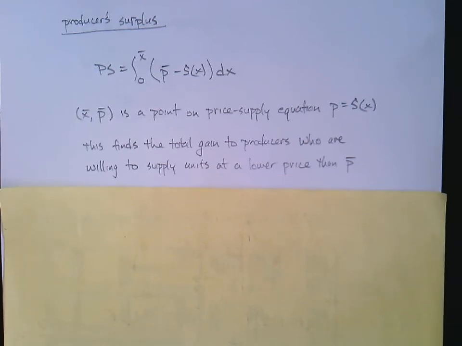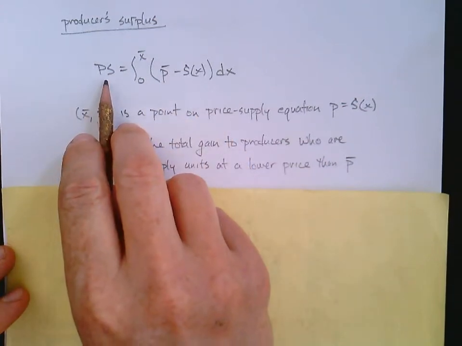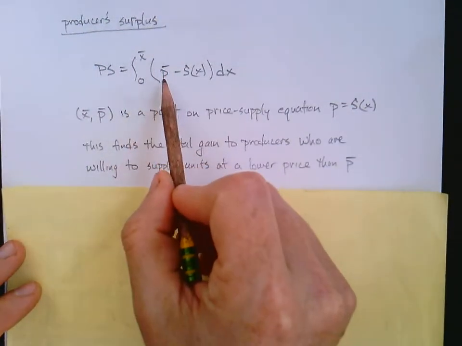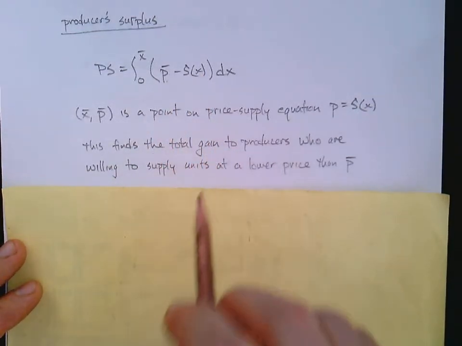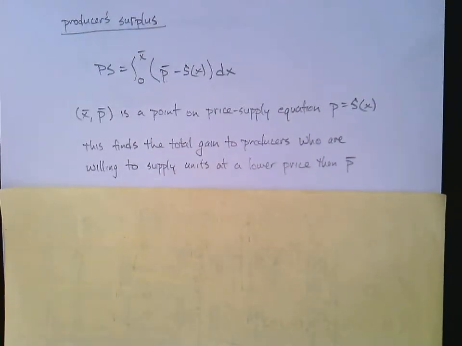So the producer's surplus, similar equation. You notice there's a reversal here. So PS equals still an integral from 0 to x bar, but now we put the p hat first, and second is S of x. So what is S of x? Now we have a price supply equation. No longer price demand, now it's price supply. So what price should we set given what we're able to supply, or what we're going to charge for supplying? Because we're the producer, right? We're the ones selling it.